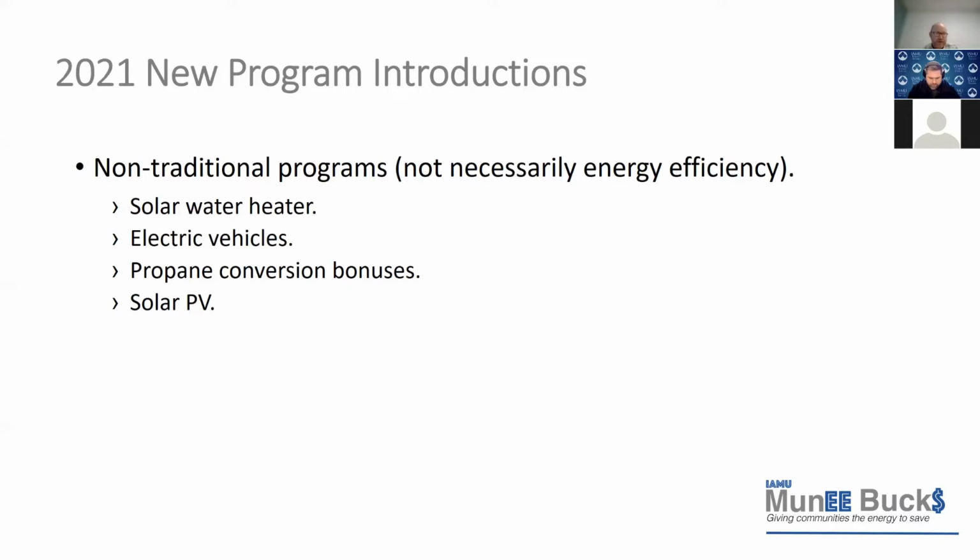Propane conversion bonuses has become big. I would say big-ish. The investor-owned utilities are not allowed to promote fuel conversion, so it's not a huge thing in the market. But with rural electric cooperatives and public utilities like yourselves, it has growing concern. And then solar PV, both just as an incentive. And it was Ames. Ames uses MunEEBucks now. They're the biggest public utility in the state. They really drove some of the solar PV stuff, all of which we can ride herd on.